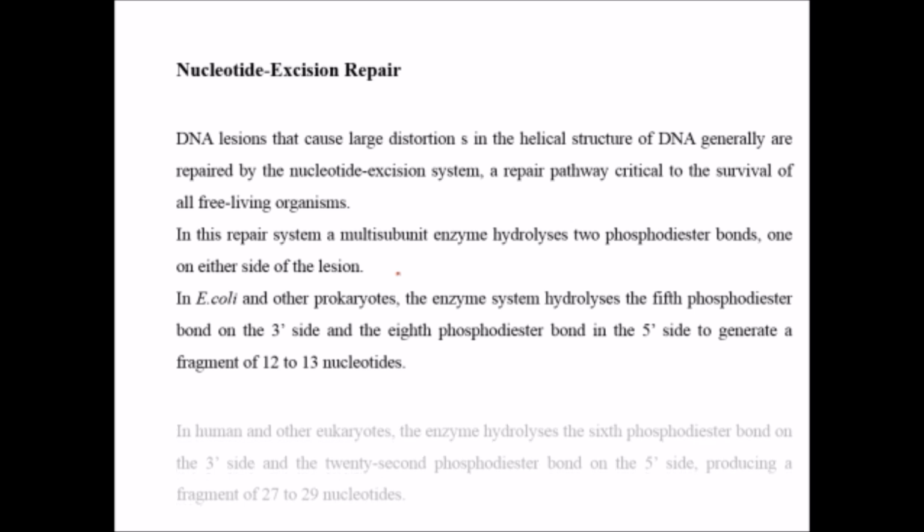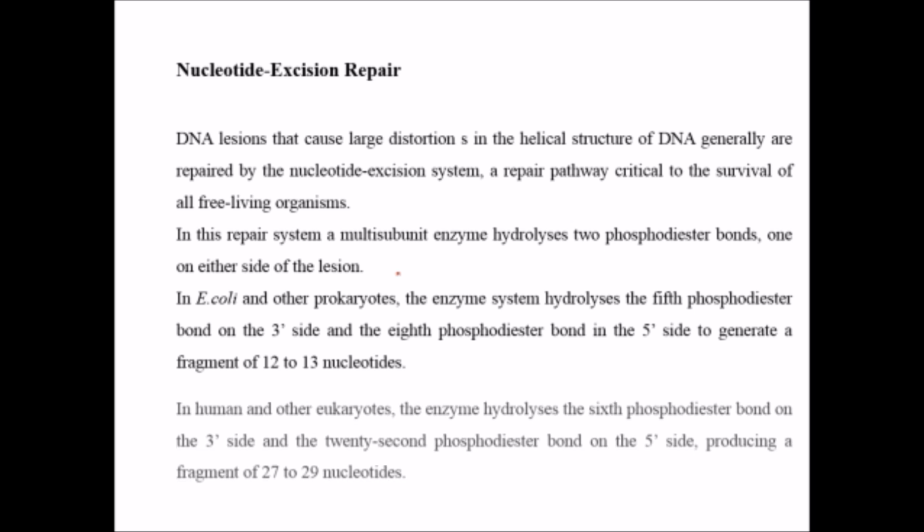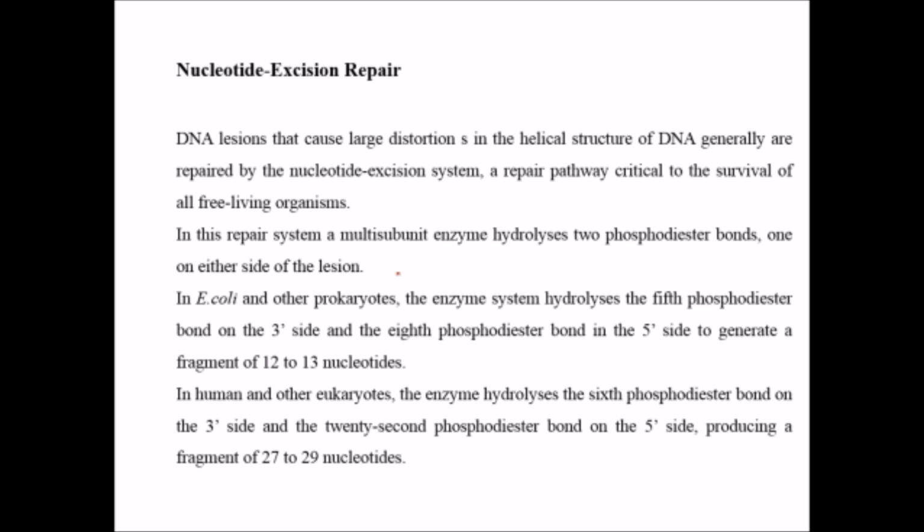And in human and other eukaryotes, it will cut at the 22nd phosphodiester bond toward the 5' end and the 6th phosphodiester bond toward the 3' end, so it will generate 27 to 29 nucleotides. Okay, so let's have a look at this. It requires the assistance of certain proteins: 2 units of UvrA, 1 unit of UvrB, and 1 unit of UvrC, and all together this is known as ABC excinuclease.